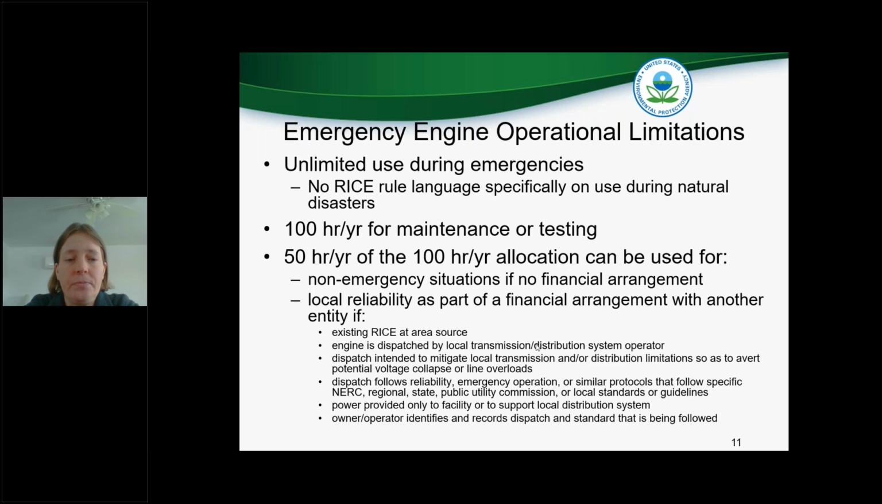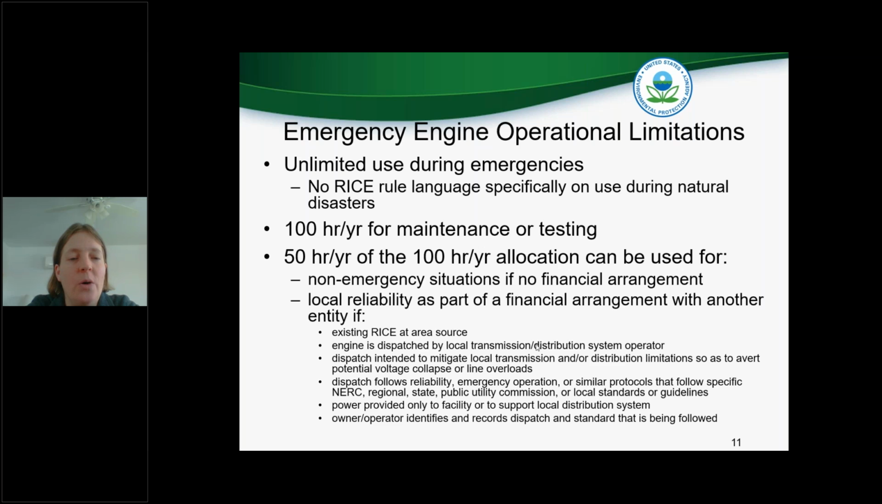So during an emergency, they're basically allowed to have unlimited use. Like I said, there's no specific RICE rule language on use during natural emergencies or natural disasters, but generally most natural disasters would meet the language that is listed as an example under the emergency engine citation that I showed you on the last slide.